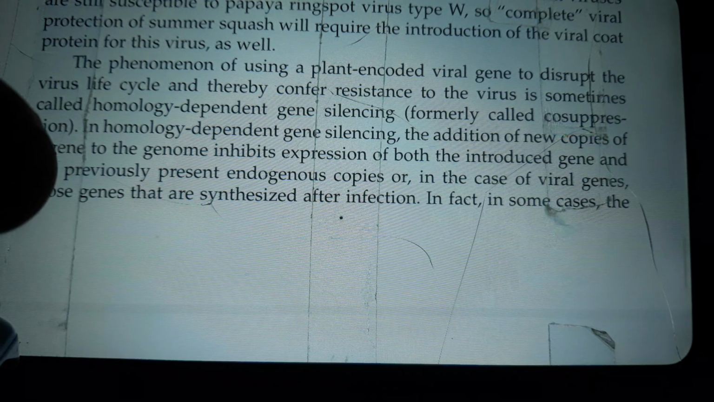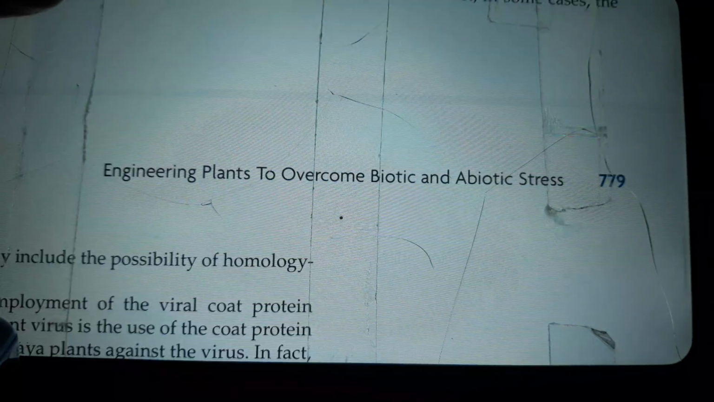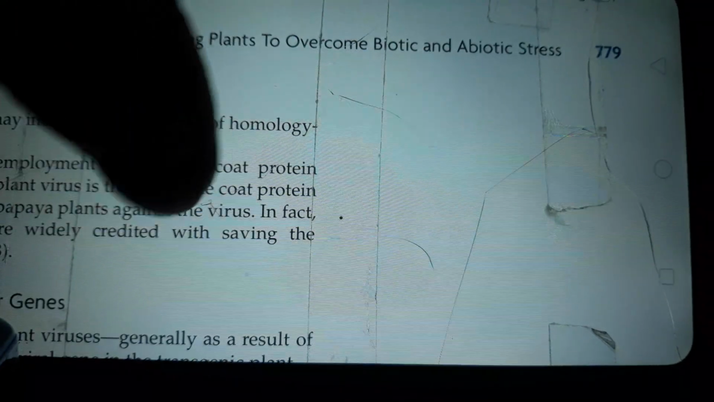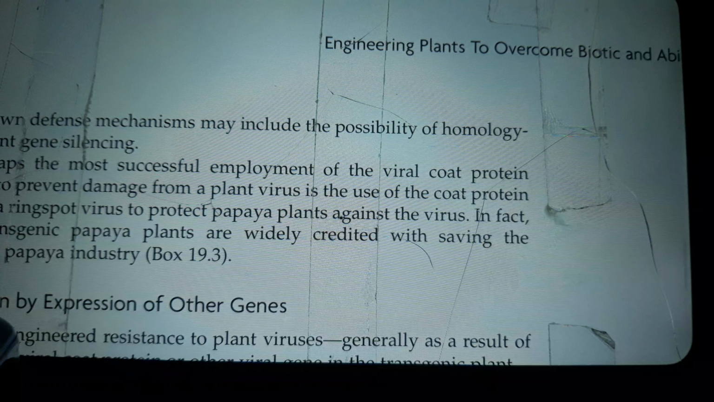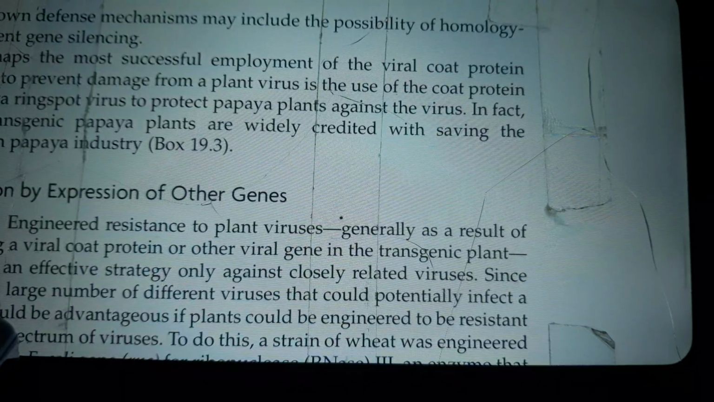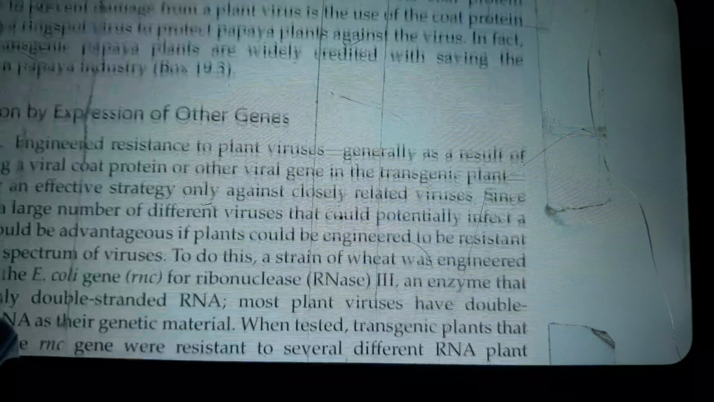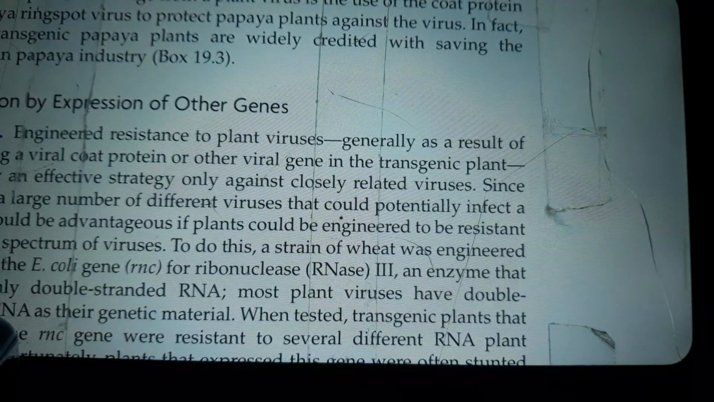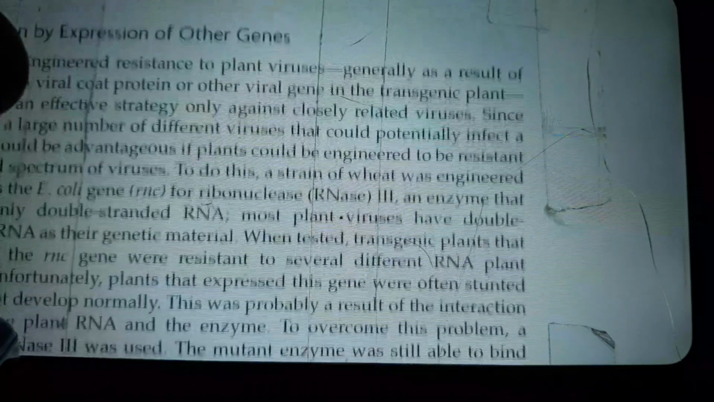after infection. In fact, in some cases, the plant's own defense mechanisms may include homology-dependent gene silencing. Perhaps the most successful employment of the viral coat protein strategy to prevent damage from a plant virus is the use of the coat protein of papaya ringspot virus to protect papaya plants against the virus. In fact, these transgenic papaya plants are widely credited with saving the Hawaiian papaya industry, as shown in Box 19.3.